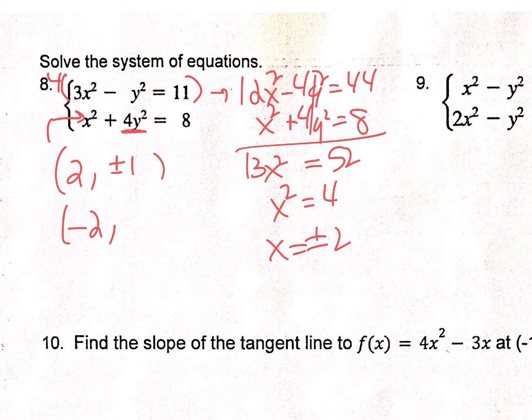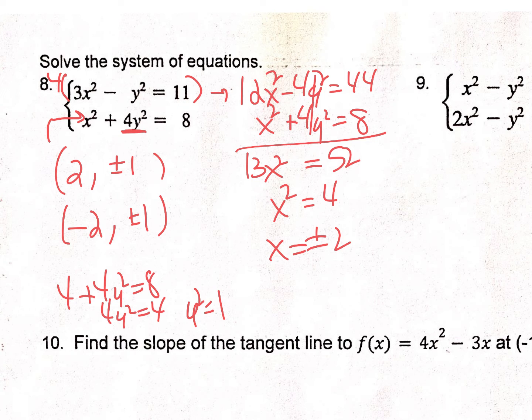If I put a negative 2 in there, it gives me 4 plus 4y squared equals 8. So if you move the 4 over, it gives you 4. If you divide by 4, you get 1. Take the square root, you get plus or minus 1. So technically, I could have put the answer plus or minus 2, plus or minus 1. That would have been just fine. Or you can write 2 solutions. It's really 4 solutions like that. So no matter how you write them, you're good.